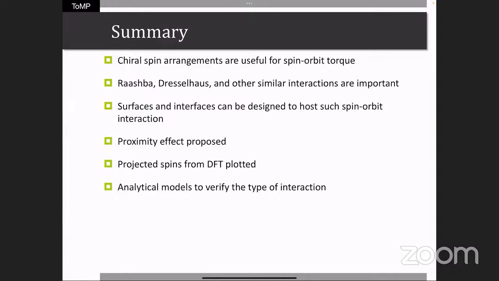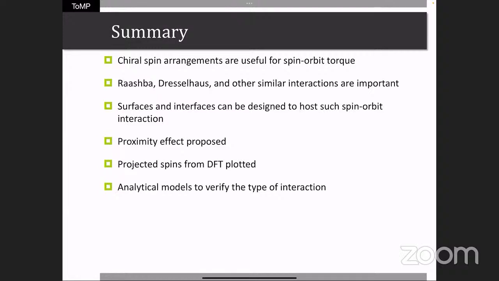And here mentioning something is very important: although we have seen so far in the literature, many people have just seen two split bands in momentum space and called it Rashba. When we are talking about spin orbit torque and we are going to utilize it for some device, it is very important to find out exactly what kind of interaction it is and how the chiral spins behave in that system. Therefore, this kind of analytical study and numerical study, doing both together, is very important.